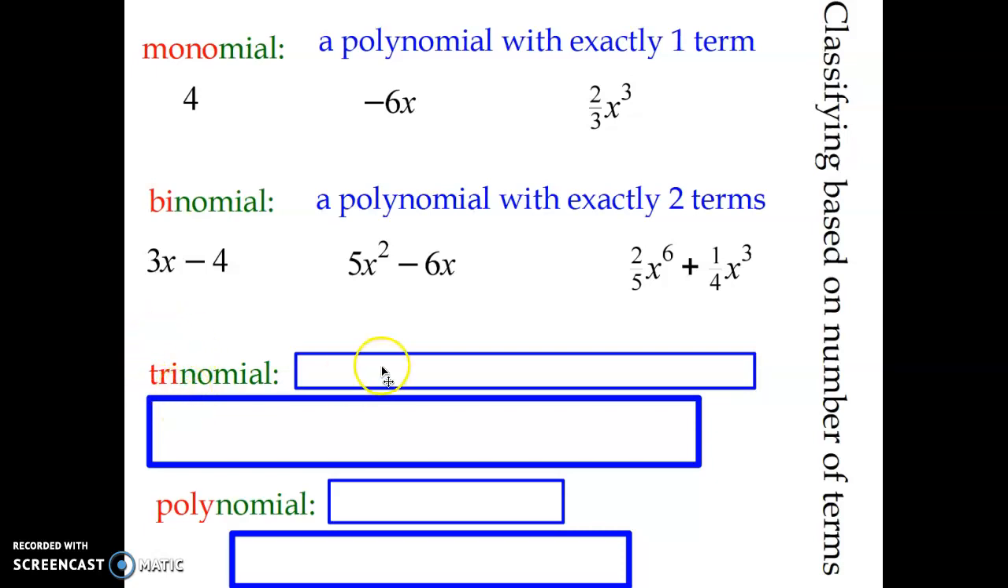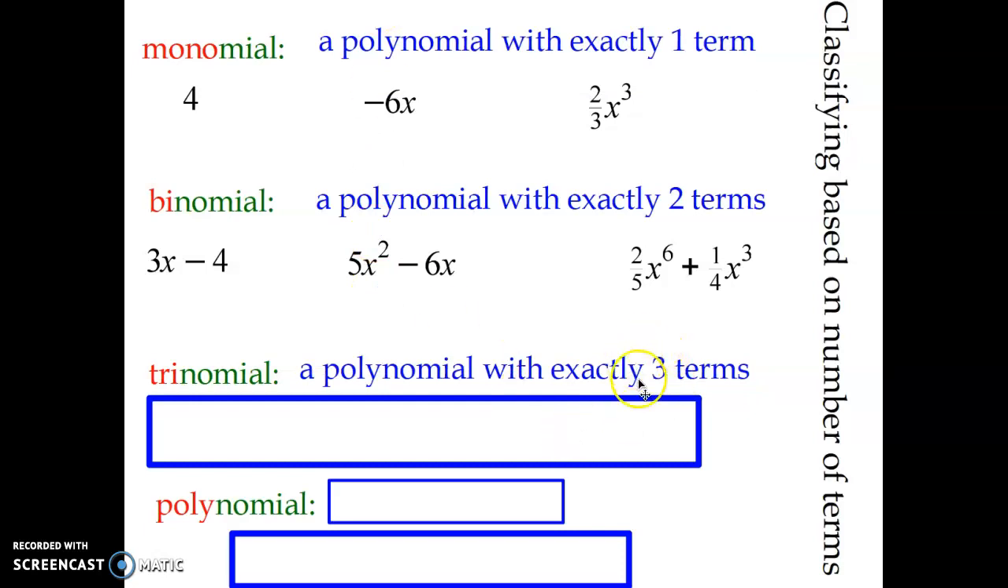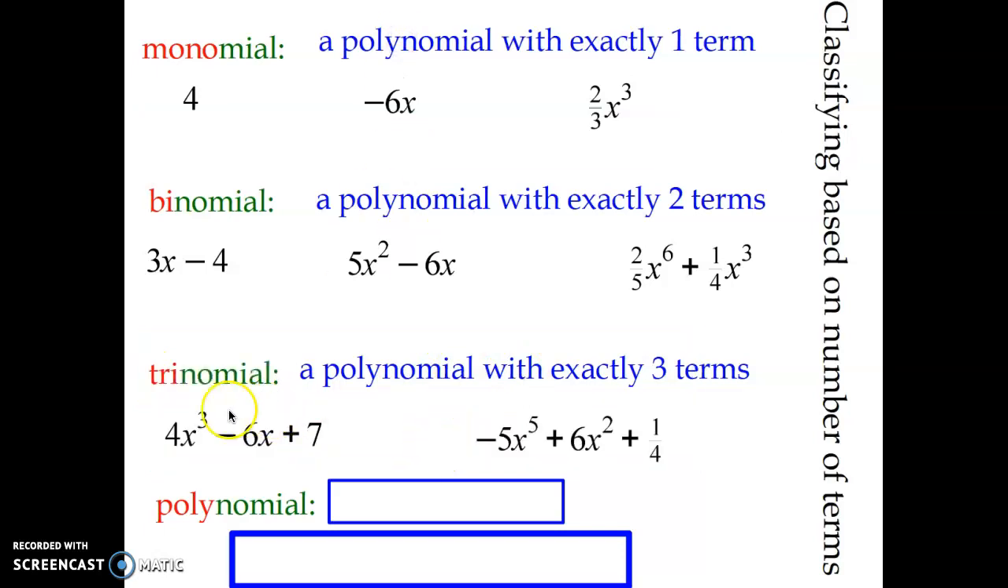Trinomial, like tricycle, triceratops, triangle. A polynomial with exactly 3 terms. My prefix tri there, meaning 3. Some examples of polynomials: 4x to the third, -6x plus 7. It's got 1, 2, 3 terms joined by minus and plus.